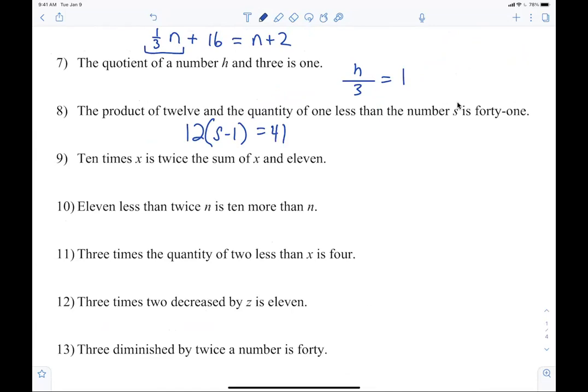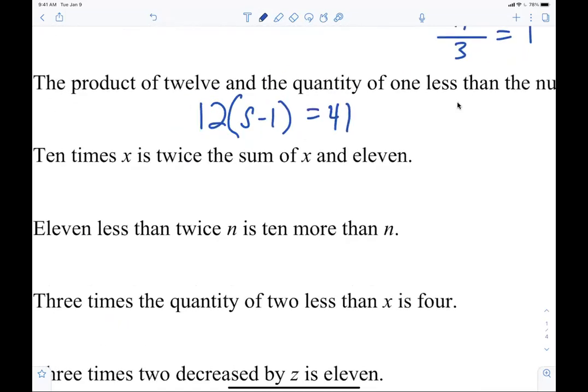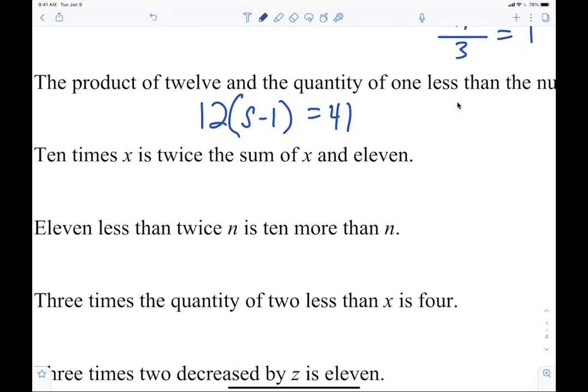Well, what does quantity mean? Here's what the answer is. Now I want to see if you can figure out how I did that. What do you think quantity means now? Yeah, put it in parentheses. You're putting that quantity in parentheses and multiplying it by 12.